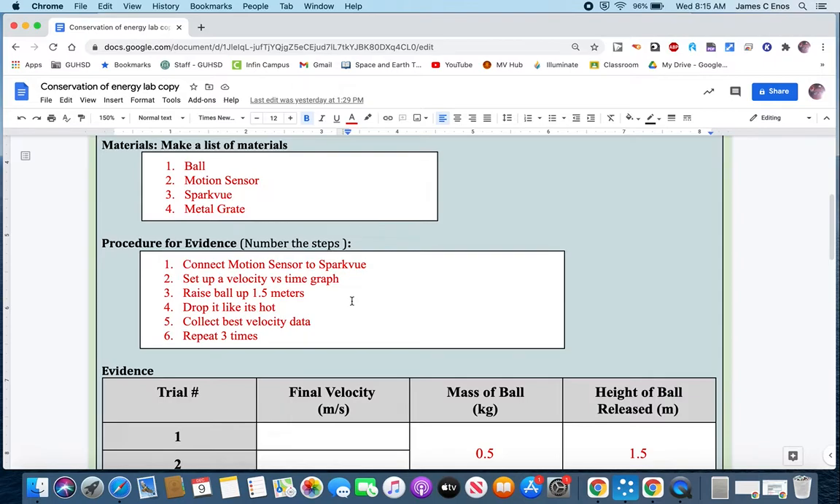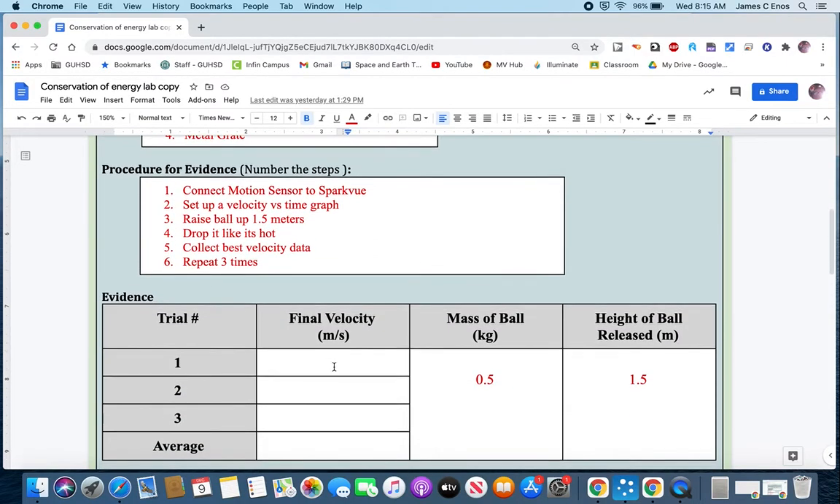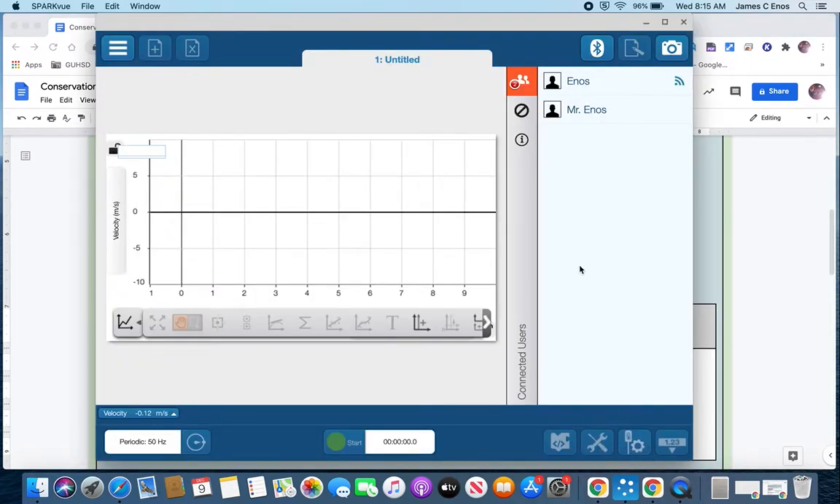We raise the ball 1.5 meters, drop the ball, and collect the best velocity data. We're going to repeat this 3 times, so we're going to get our velocity and then get the average of those. The ball is about 500 grams and we're dropping it from a height of 1.5 meters. So I'm going to use this program SparkView to collect this data.